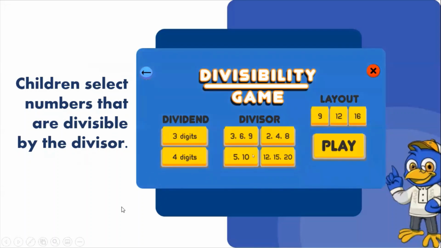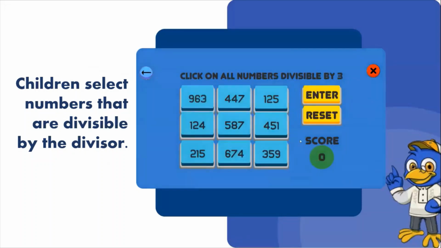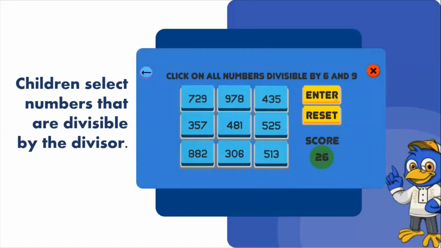In the divisibility game, players can choose the divisor, for example, 3, 6, and 9, and the number of items, for example, 9 items. Now, children select numbers that are divisible by the divisor. For example, click on all numbers divisible by 3, by 6, by 9, and also numbers that are divisible by both 6 and 9.